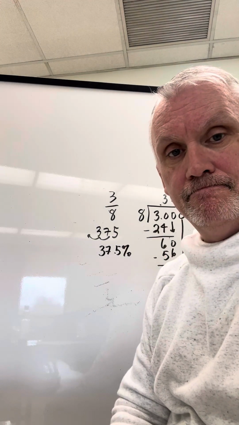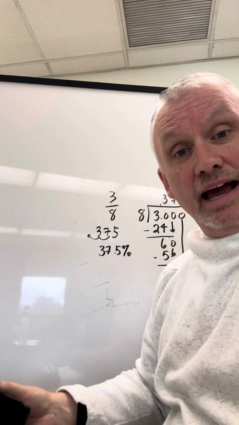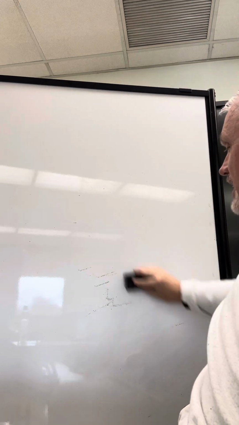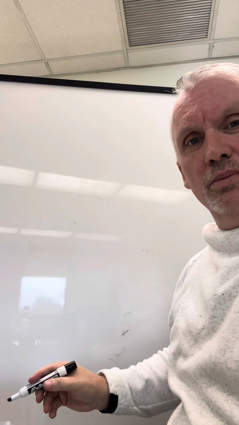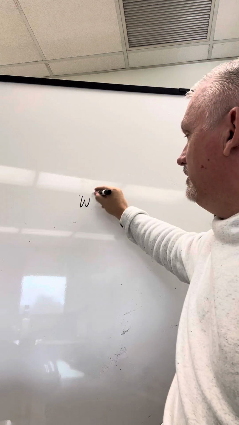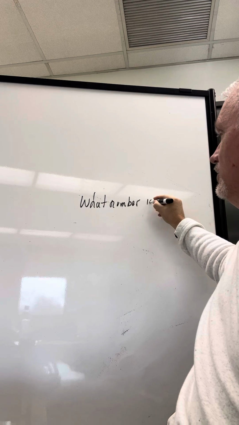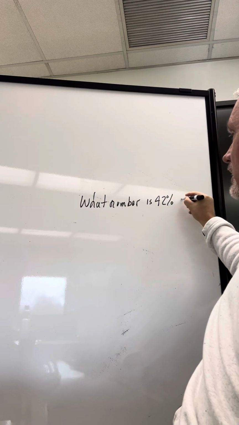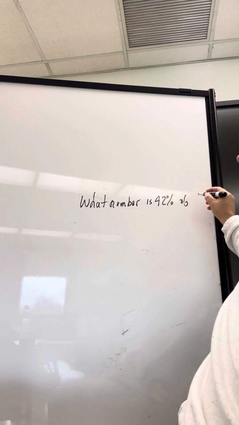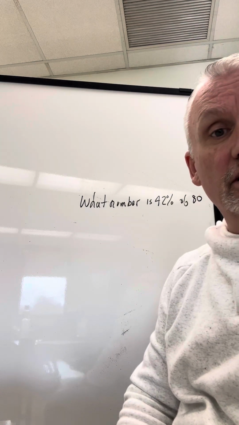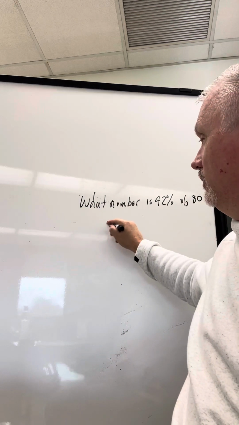Okay? All right. The last thing of this assessment is this: what if I have to put things down in mathese or mathematical language? So I have this. What number is 42% of 80? When you have the what, you always fill it in with the x. What number? Well, that's my x.